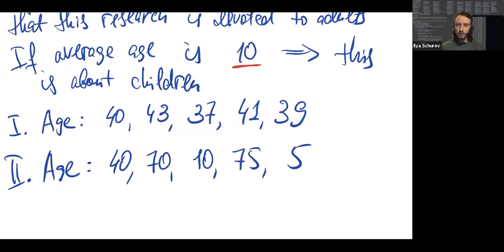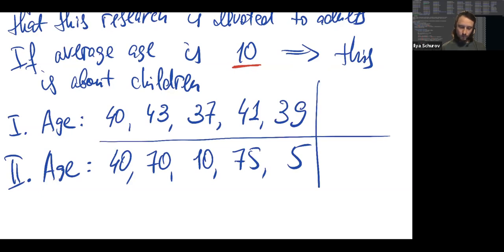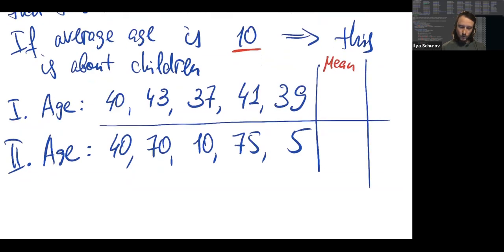So each study has only 5 informants, and their ages are as presented. What can you say about the scope of each study in terms of what kind of people they recruited and what kind of people they are interested in? Again, we can use measures of central tendency, for example, average, and we can find the average for both samples. What is the average for the first sample, for the first study? Average or mean? You can just calculate it.